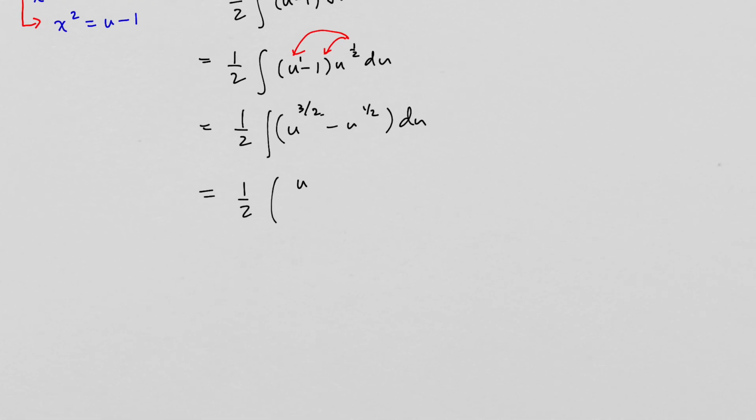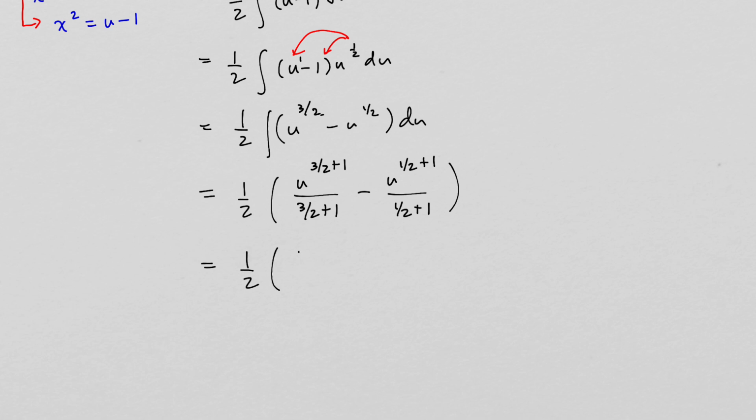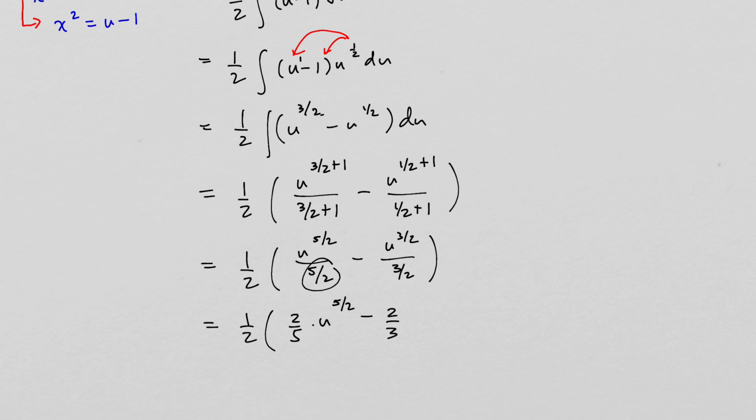So the antiderivative of u to the 3/2 is u to the 3/2 plus 1 divided by 3/2 plus 1, minus, same thing here, u to the 1/2 plus 1 divided by 1/2 plus 1. And this is u to the 5/2 divided by 5/2 minus u to the 3/2 divided by 3/2. And then invert and multiply. So 5/2 becomes 2/5, and then 3/2 becomes 2/3.